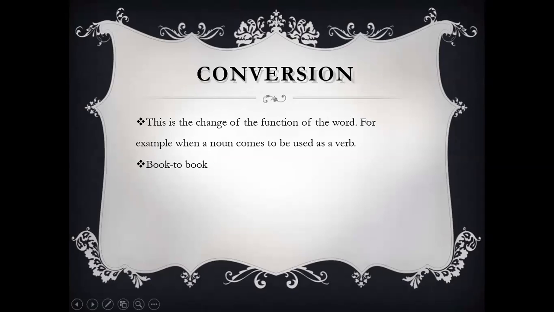So this is the third type of productive way of forming a new word: conversion. Conversion is when one part of speech is changed to another. For example, it was a noun, it became a verb. That was a book, it became to book. The meaning and the part of speech are changed, but the sound, maybe pronunciation or spelling, is not changed. So this is called conversion. One part of speech became another part of speech.